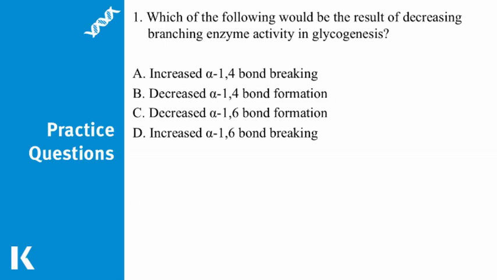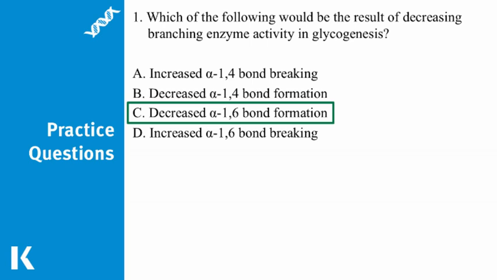This first question is testing your knowledge of the types of bonds made or broken by the branching enzyme in glycogenesis. The answer should be C. Questions like this one, where a complex biological reaction is simplified to answer choices with increase or decrease of various products, are MCAT favorites.